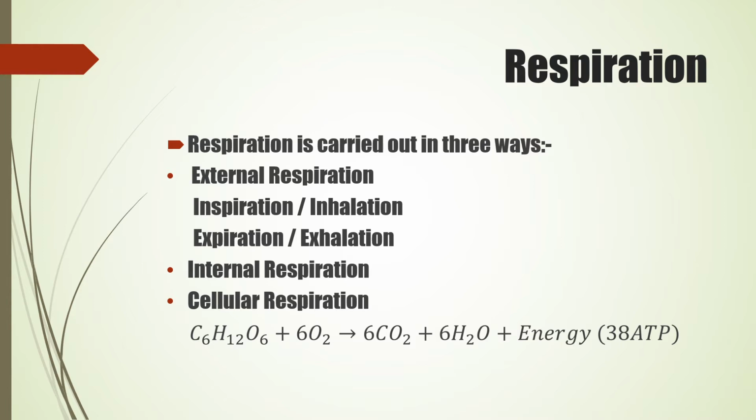Dissolved nutrients like glucose are slowly burnt with the help of oxygen and energy is released in the form of ATP. Now the nutrients like glucose are oxidized with the help of oxygen, which gives out carbon dioxide and water. Also it gives us energy, and the whole cellular respiration can be summarized as C6H12O6, which is the formula for glucose, plus 6O2, which gives 6CO2 plus 6H2O plus energy, that is in the form of ATP, and those are 38 ATPs.